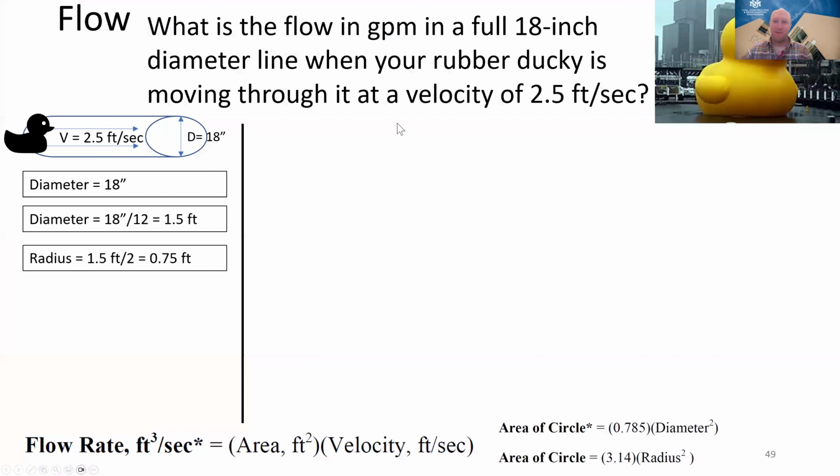Okay, so here's another one. We're going back to our ducky. Now we're going to calculate this a little differently. We're going to go from velocity to flow in our calculation. We have our same ducky, but this time it's going through an 18-inch diameter pipe that's full. We want to know what the flow is when our ducky is moving through our pipe at 2.5 feet per second. So what is the flow?